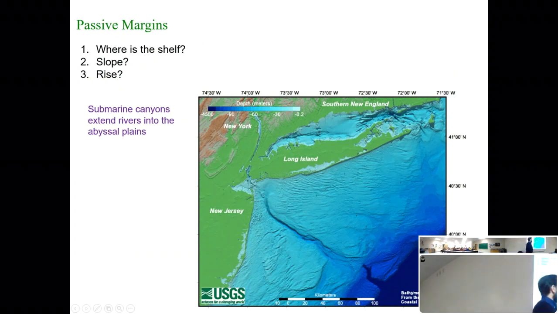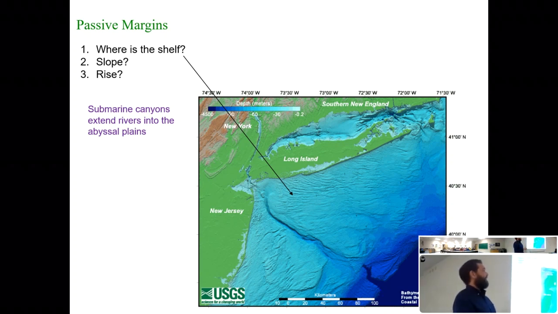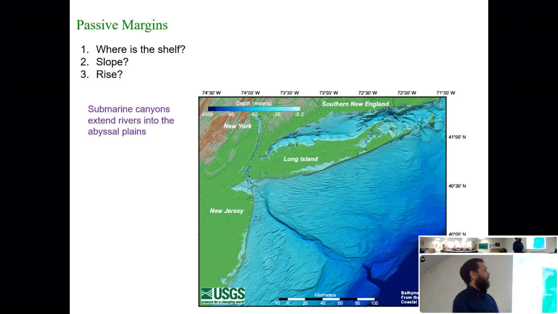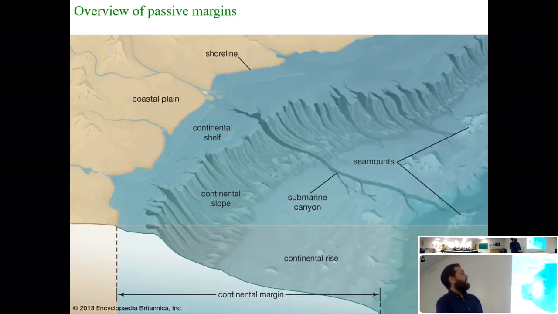All right. That's the shelf. By the way, this is off the coast of New York. There's Long Island, and there's the Hudson River. That's the slope, that's the rise, and then you can see the submarine canyon formed by the Hudson River. Down here, right where it gets black, that would be the abyssal plain. So you can see everything really clearly there. It makes sense. There you go, submarine canyons, seamounts.